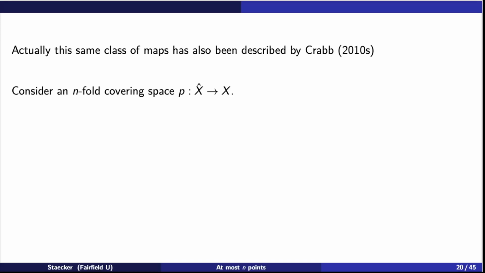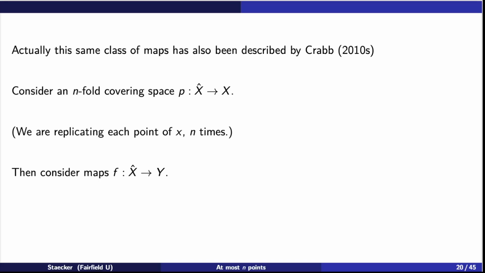It could actually be disjoint copies of x, but it could be some more complicated covering space. We replicate each point of x n times, and then we consider a single map from x hat into y. So what we've done is duplicate every domain value into n separate domain values, and then we map all of them over into y.